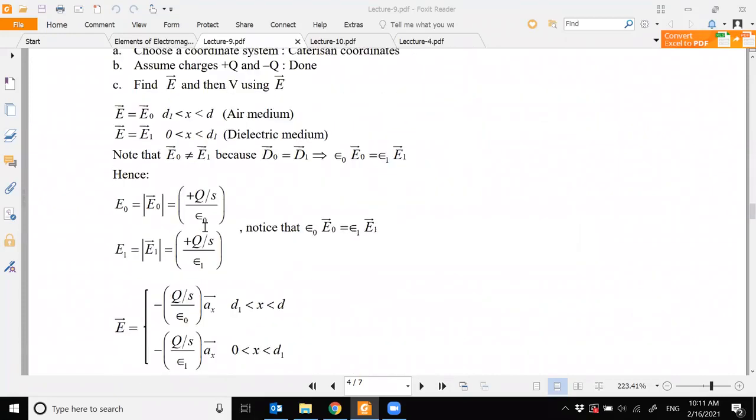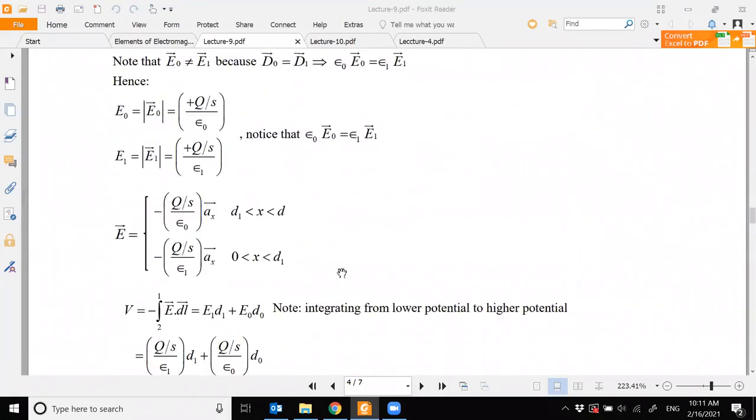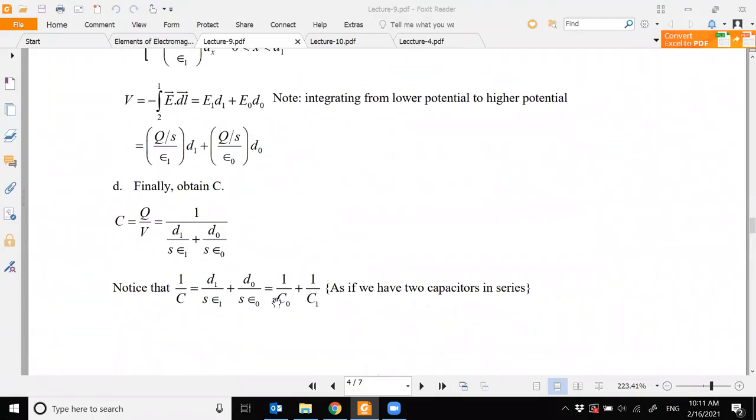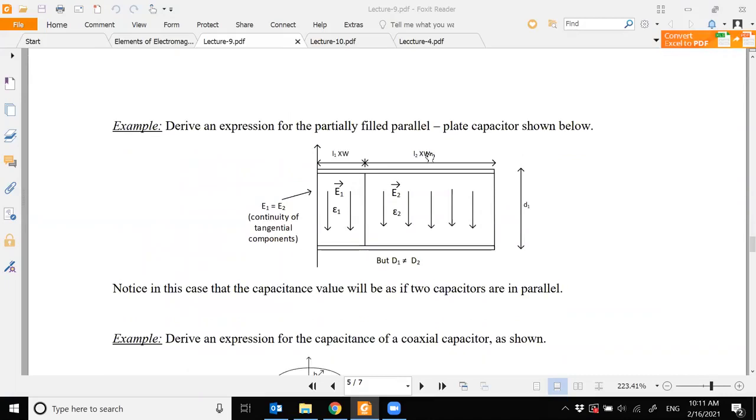So it is the capacitance of this region and the capacitance of this region, and they are as if they are getting added in series. Remember electric circuits? 1 over C0 plus 1 over C1 is equal to 1 over C. This is as if the capacitors are added in series. Got it? Now you have one more example.